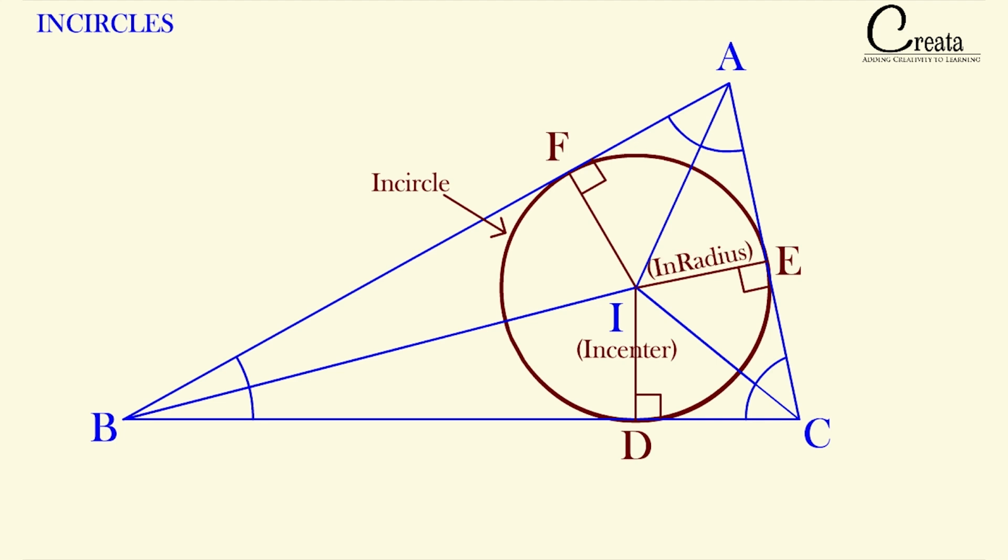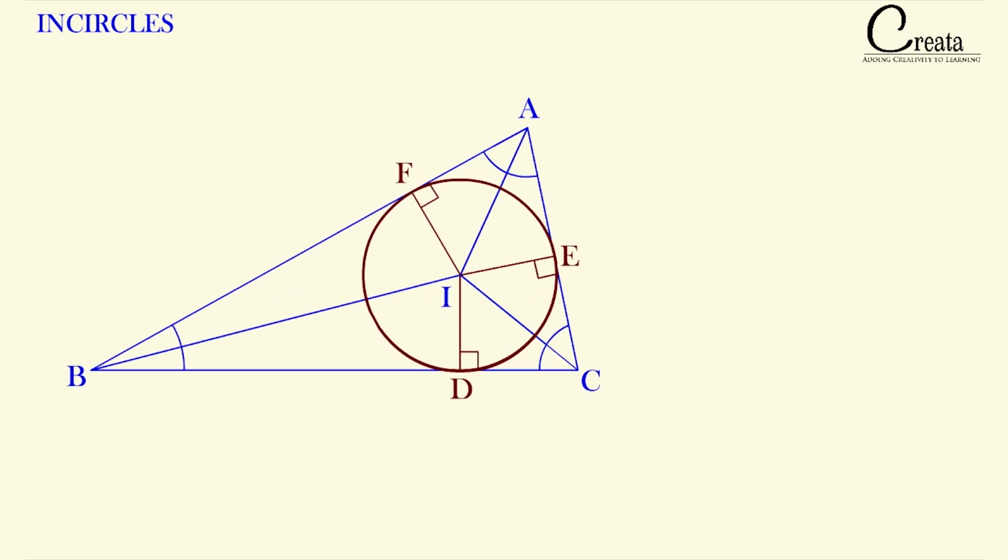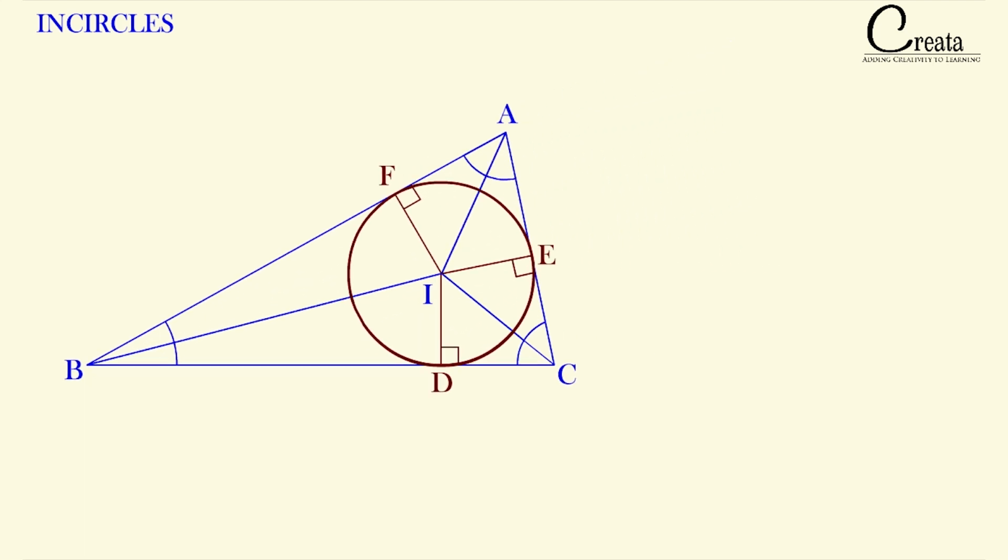Let's see. We will take the same figure, that is triangle ABC, with angle bisectors as AI, BI and CI. Here IE, IF and ID are the inradius for this incircle. We will denote this inradius as small r. IE, IF and ID are equal to r. For simplicity, let's denote BC as a, AC as b and AB as c. We have just denoted the three sides of the triangle with the letters a, b and c.